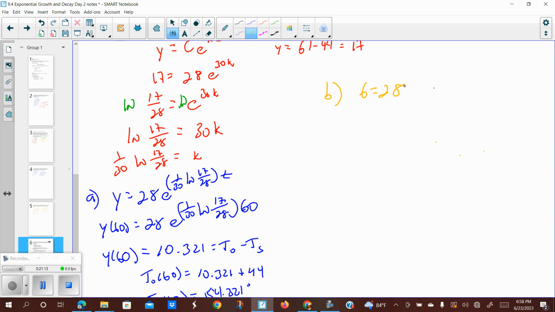And that's going to equal 28, e to the 1/30th natural log 17 over 28 times t. And then once again, this is just calculator work. You'll divide by 28, take the natural log on both sides, divide by 1/30th natural log of 17 over 28, and we get t is approximately 92.613 minutes. So it's going to take a little over an hour and a half to get to that point.